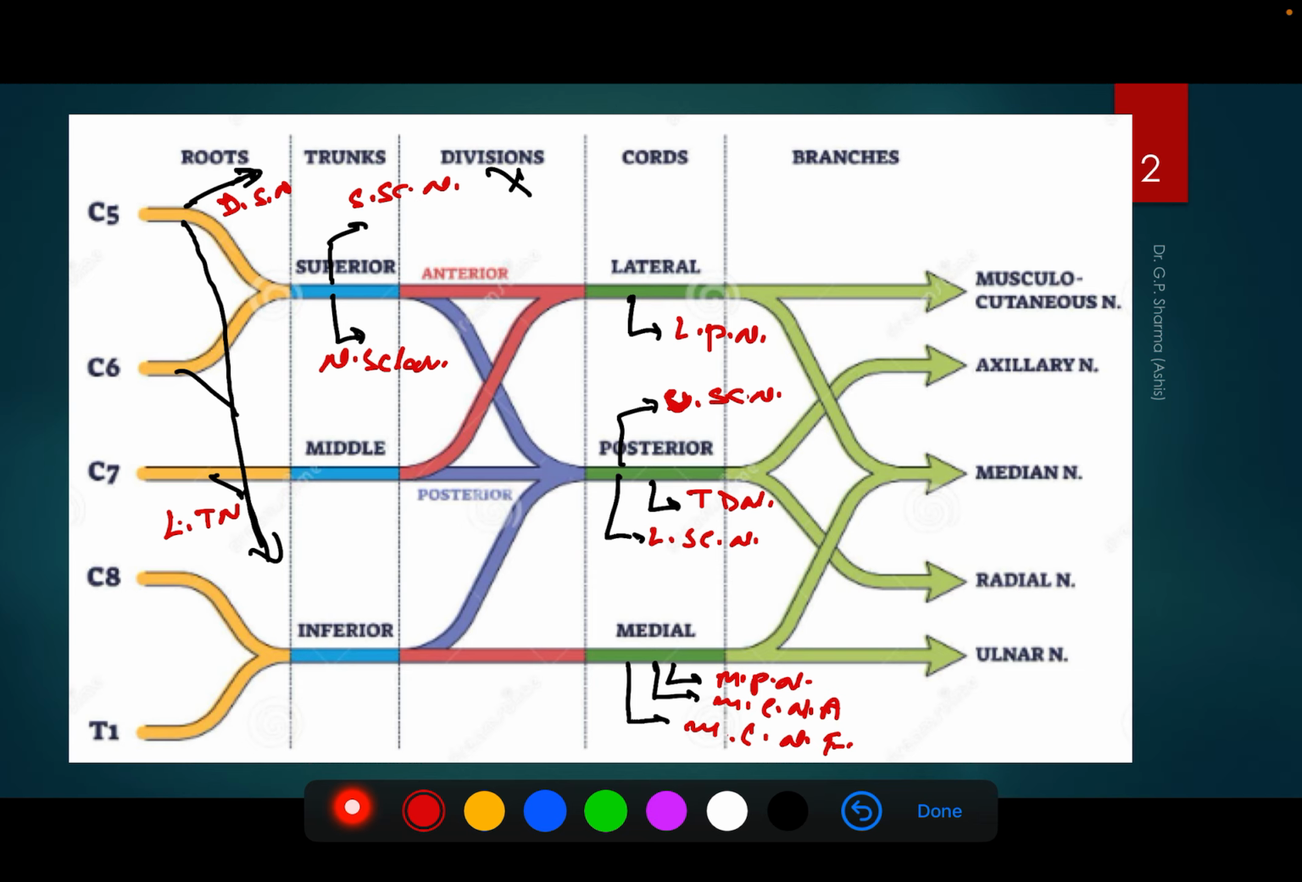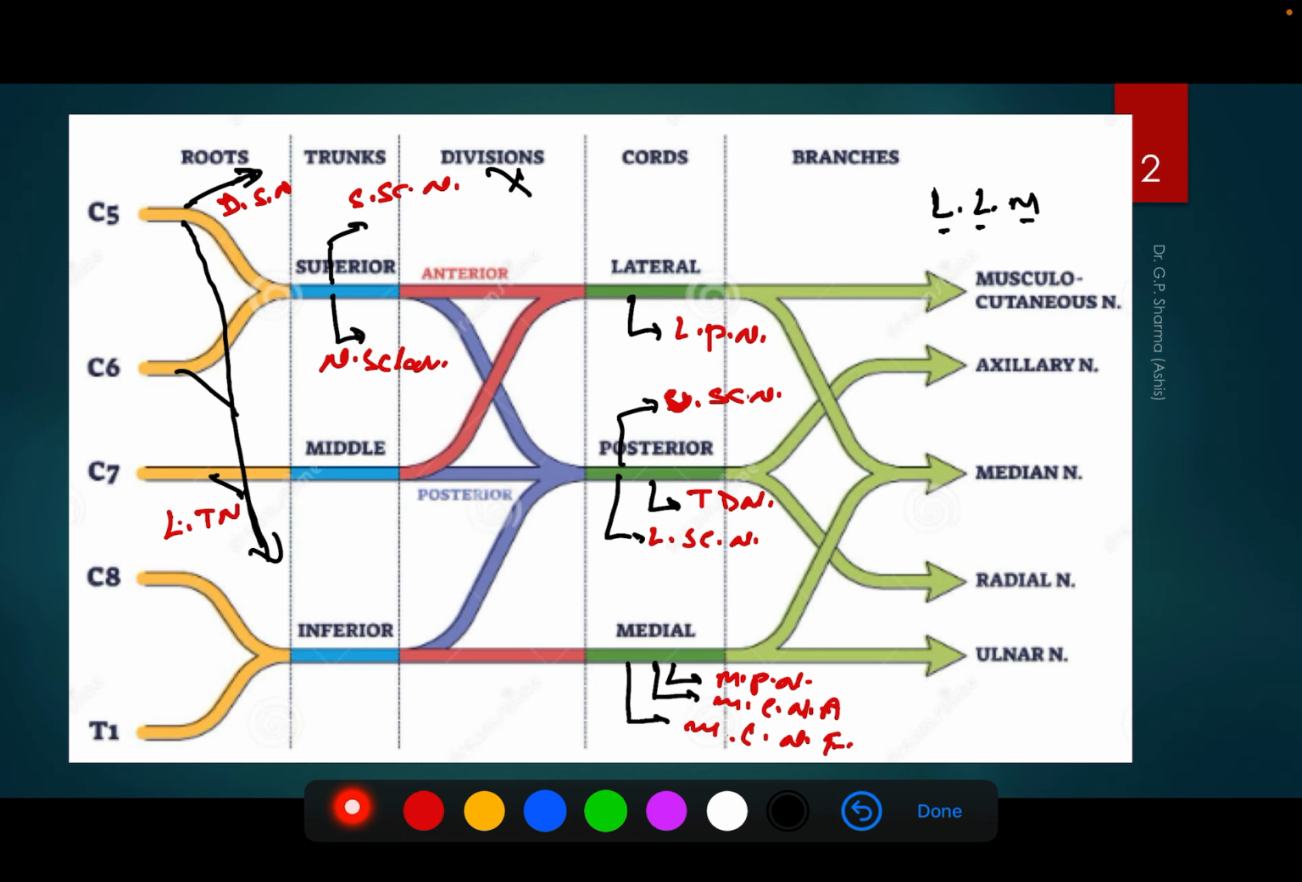Before going to root values, I want to give you one trick over here. We use some tricks to memorize the branches. From the lateral cord, the branches we discussed like "Lucy loves me". That was the branches from the lateral cord. So remember, Lucy loves me.